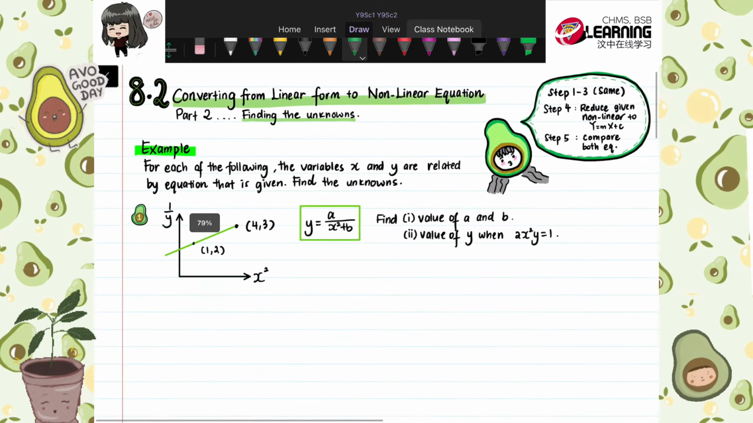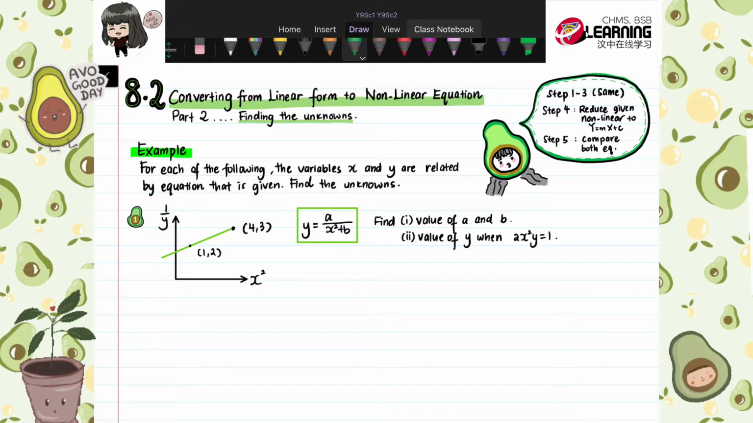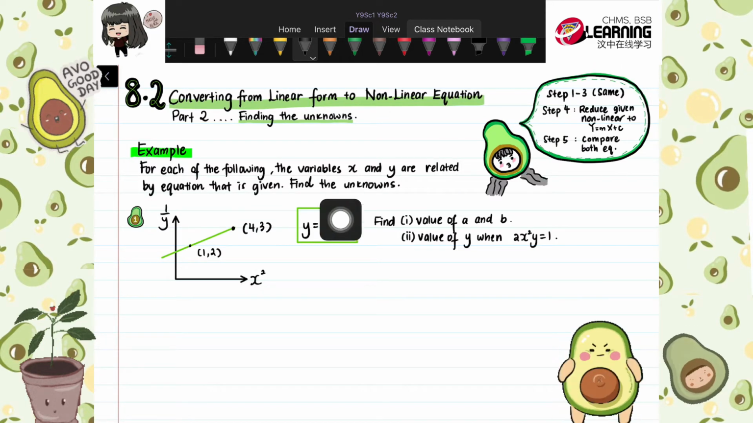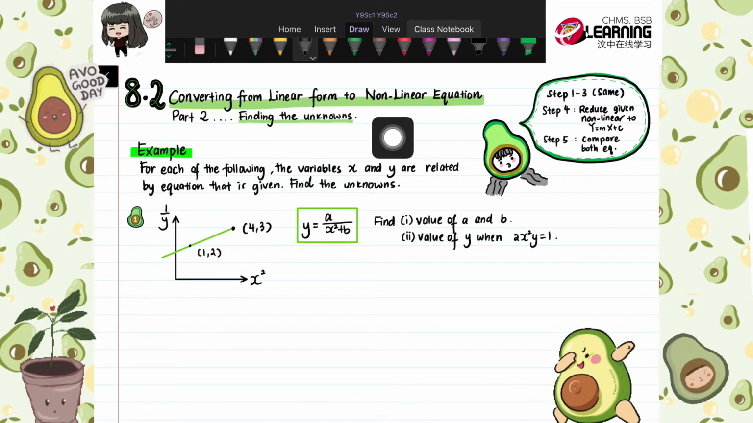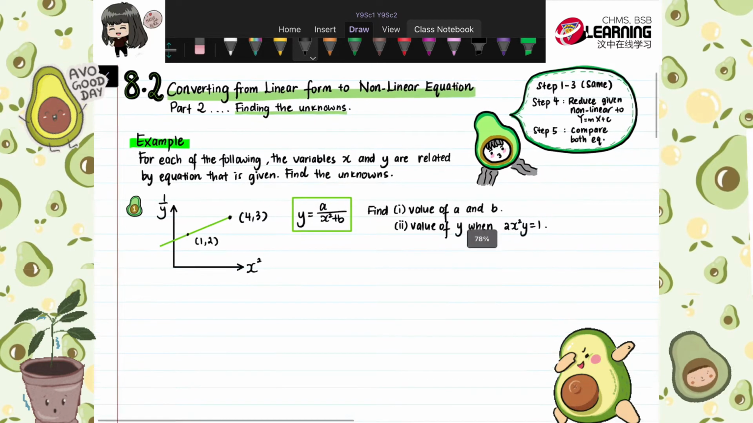Let's do the example straight away so that you have a clearer idea of what we are doing. To find this A and B, what I'm going to do here is repeat the same step 1 to 3. I hope you remember you already did 8 questions previously, right? So this one I think is no problem for you all.